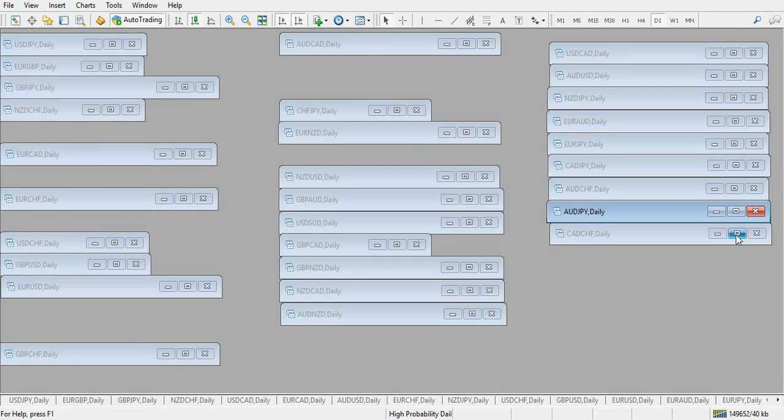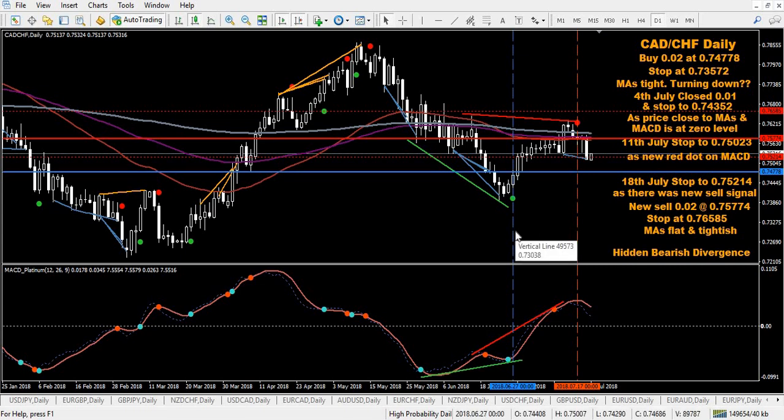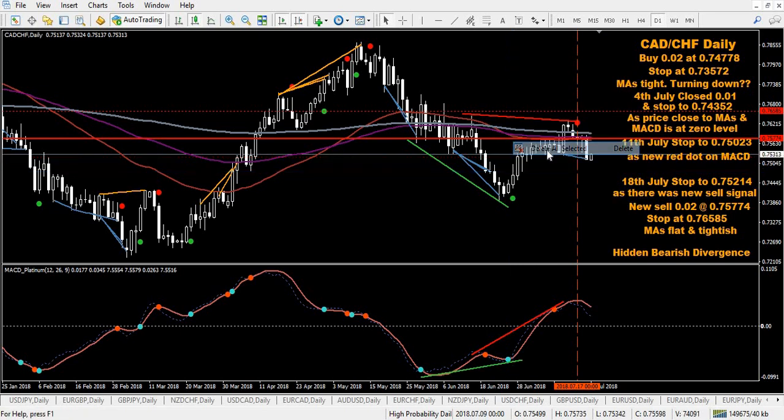And last one on the high probability. I was in a buy trade here. It's gone up. I've closed out half. That's my stop there. It came down yesterday and stopped me out. Now I'll just get rid of that. So the buy is finished with. Overall profit on that, I can guarantee you. And we're in the sell here.